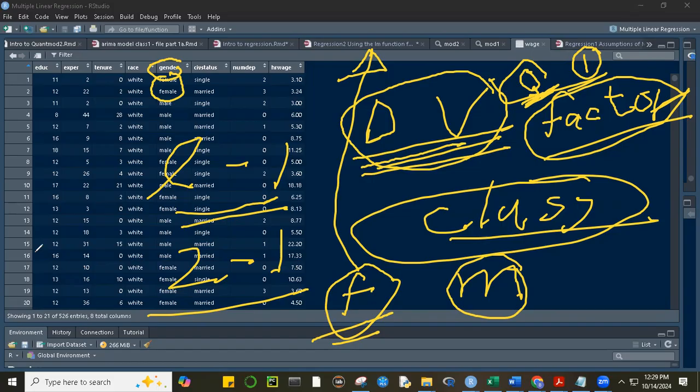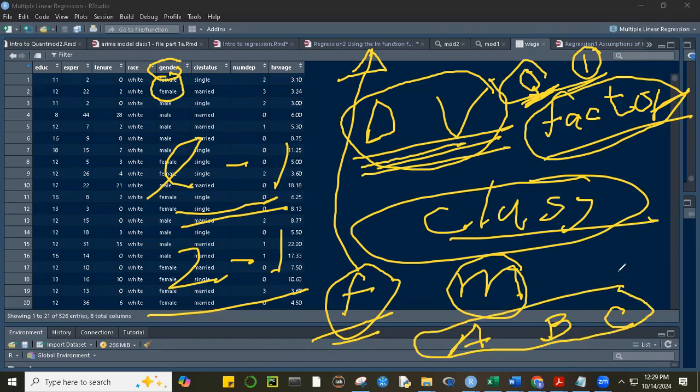Okay, let me clarify that. Suppose we have a variable that has 3 levels. For example, for purposes of example, level A, so you have 3 classifications, A, B, C. Okay. What will happen if you have 3 levels? Question. How many dummy variables will be introduced here?